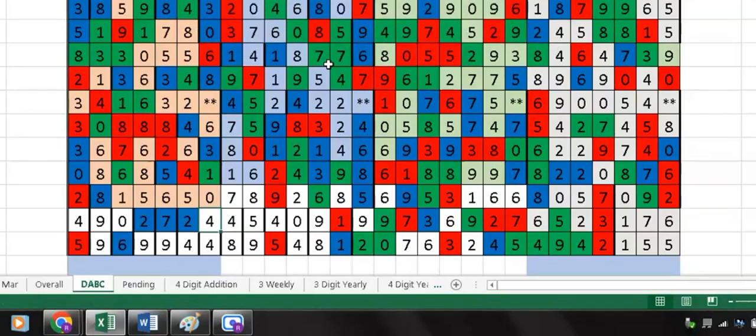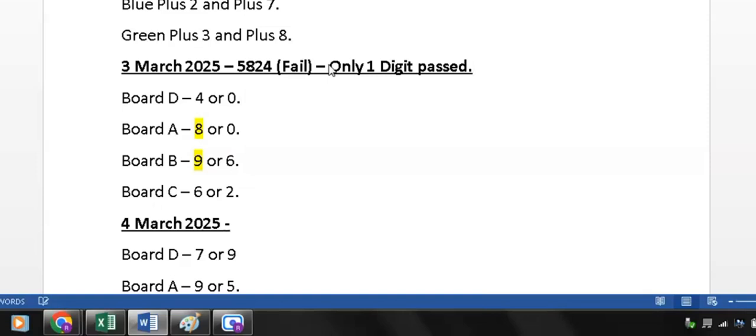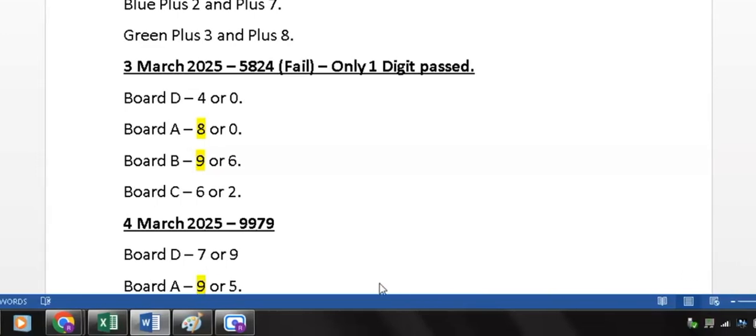Similarly, red, red, blue, and green, you can make two different sets or three different sets of 4 digits each and focus on them in each board, and similarly you can make combinations of that accordingly.